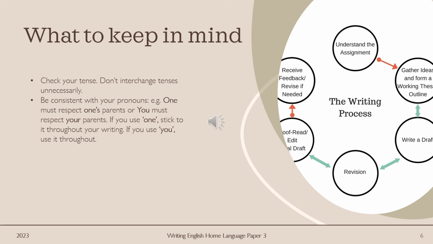Don't suddenly say you, one, and then there you say you. If you're writing you must respect your parents, then you keep to that. If you are writing she did this, she did that, don't suddenly say he, and now we are wondering whether you're now talking about another person. Stick to your pronouns when you are writing your paper 3.